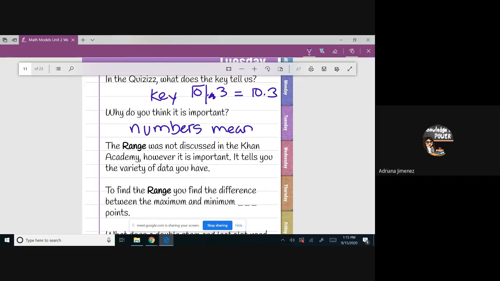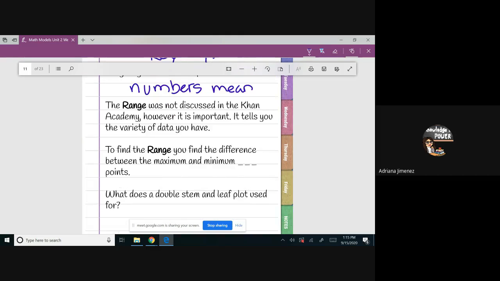Okay. The range was not discussed in Khan Academy. However, it's important, so it tells you the variety of the data you have. To find the range, you just find the difference between the maximum and the minimum data points. So like for this one, it was 23 was the smallest and 82 was the largest. So we do 82 minus 23, and the range is 59.